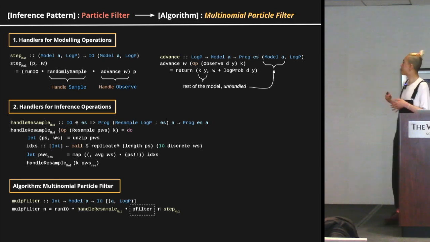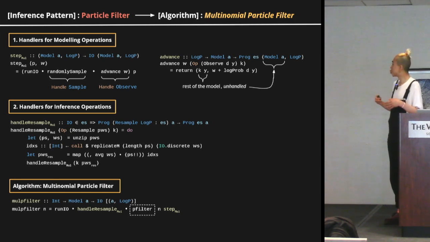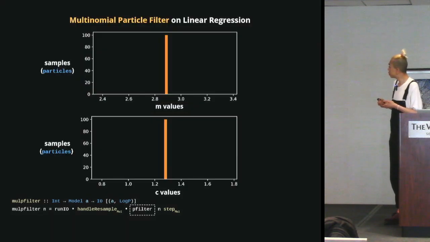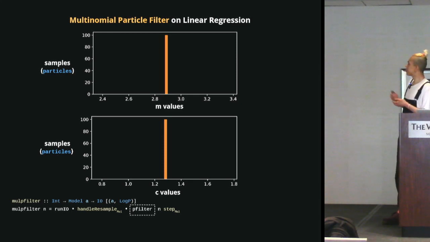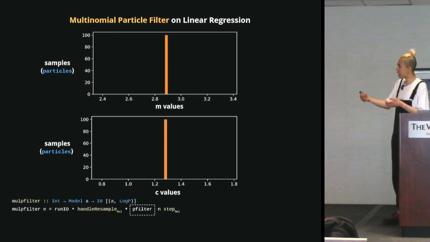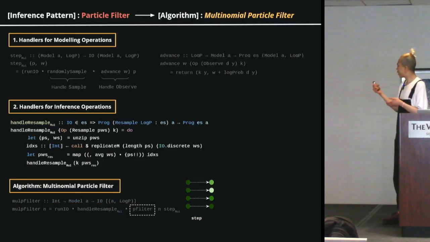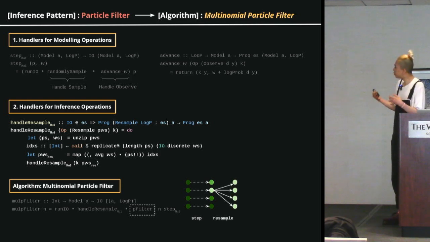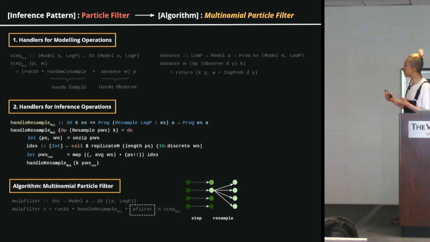So if I were to run this, say, using 100 particles on linear regression, we'd get back 100 samples of M and C. Something weird is happening here. It's not that our samples of M and C are bad, but they're all the same. And this is happening when we're resampling. In particular, when one particle has a far higher weight than the others, we can end up cloning that same particle over and over again, which limits the results we get back from inference.